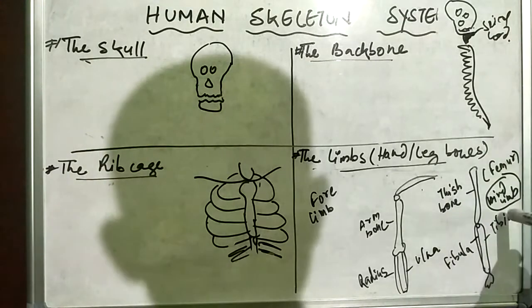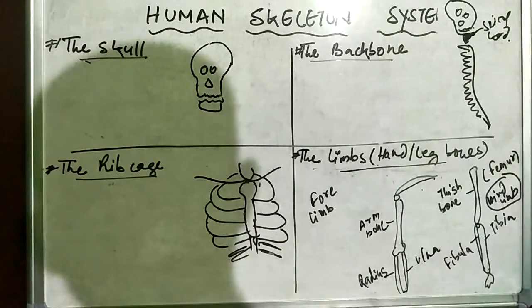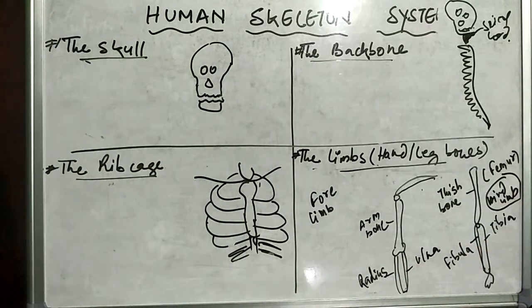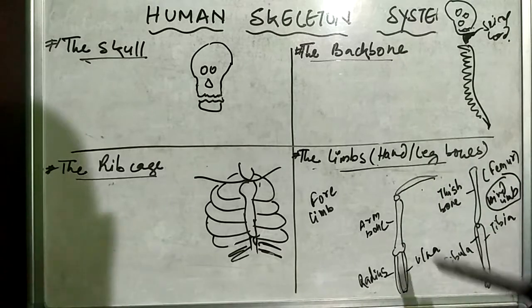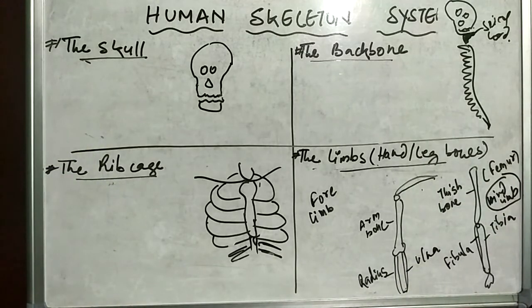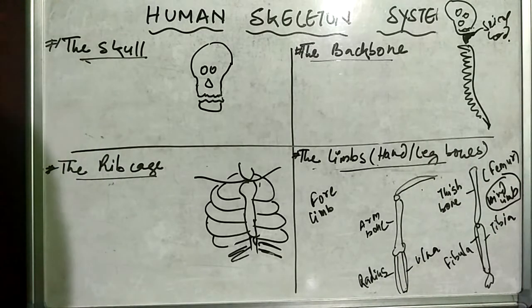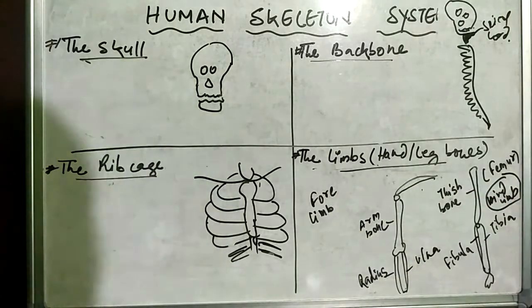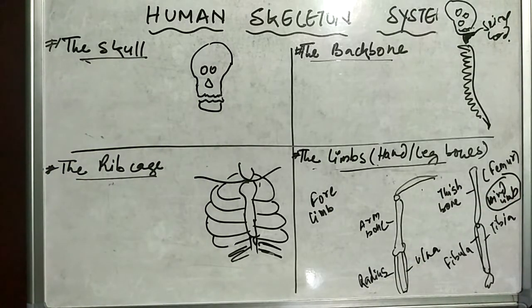The leg bones are called the hind limb, and the hand bones are called the forelimb. The leg bone is called the hind limb, and the hand bone is called the what? Forelimb. So that is called the limbs, the hand and the leg bones.